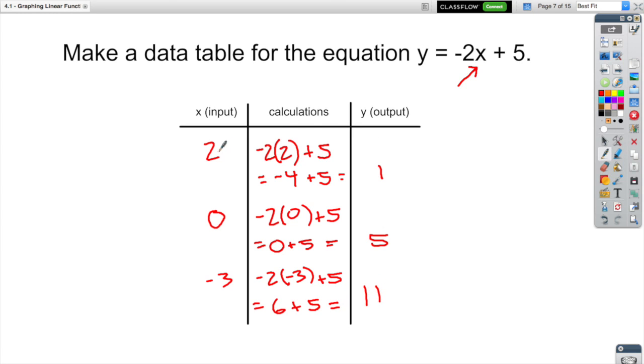All right, so input a 2, out spits out a 1. Input 0, we get a 5. And -3, we get an 11. All right, so this is the idea of taking an equation and pulling out the data of what this equation represents.